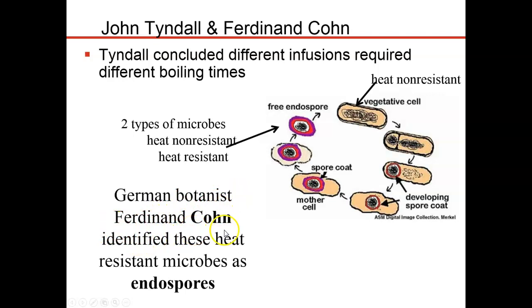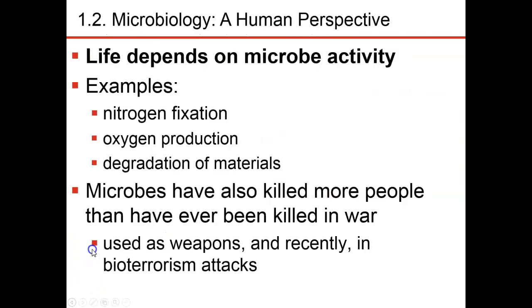A German botanist, Ferdinand Cohn, actually identified these heat resistant structures as endospores. And between the two of them, they help to explain why other scientists who were doing research specifically out of their barns were getting different results than Louis Pasteur got. So now we know that microbes exist and that life comes from life. So now let's talk about the importance of microorganisms.